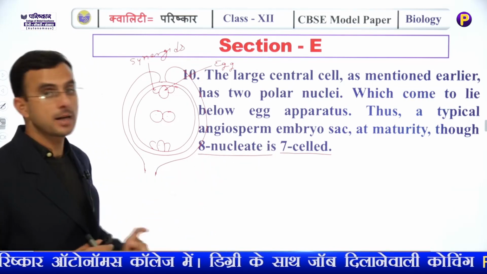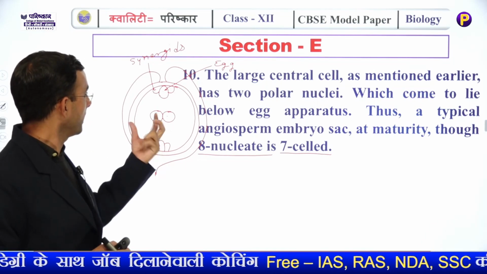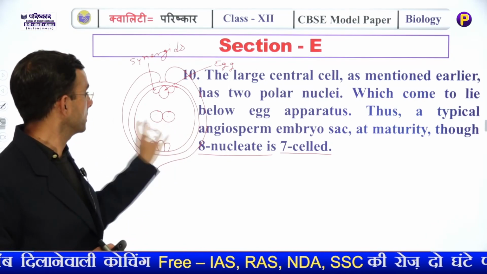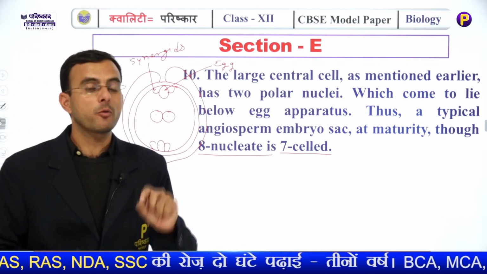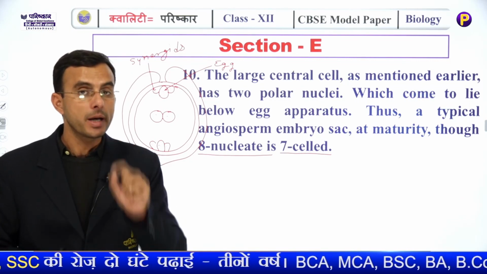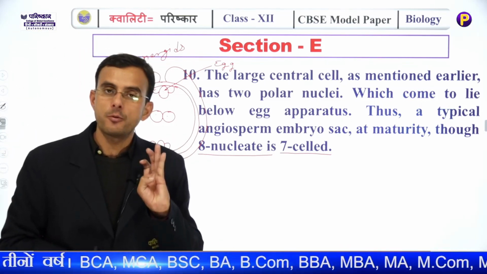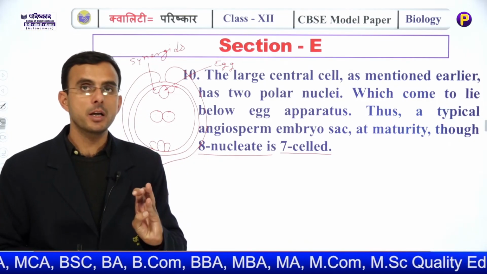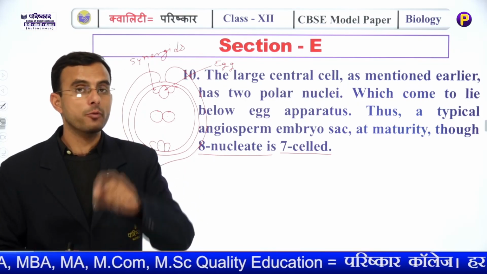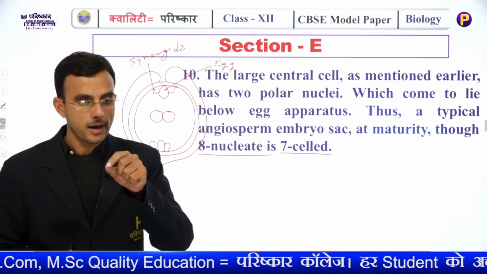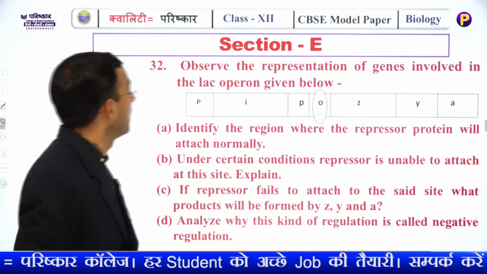8 nuclei and a 7-celled condition. So 3 cells on this side, 3 cells on this side, and the polar nuclei are considered as 1 cell. So that is the development of the female gametophyte or embryo sac from the megaspore mother cell, all the stages. First the megaspore mother cell is converted into megaspores, and the megaspore undergoes further development into the female gametophyte, which in angiosperms is known as the embryo sac.